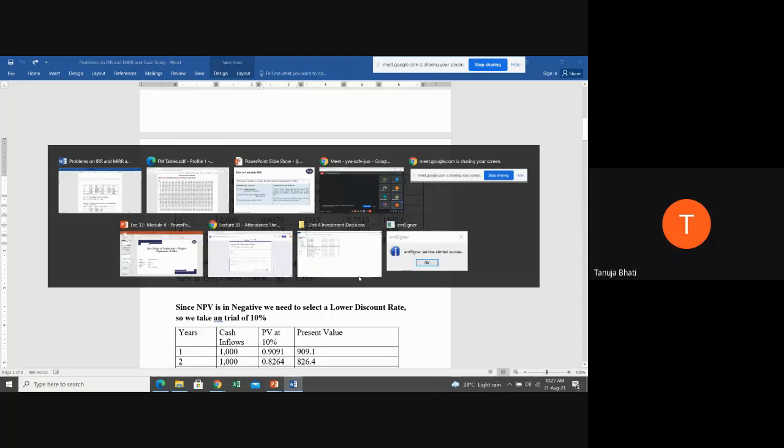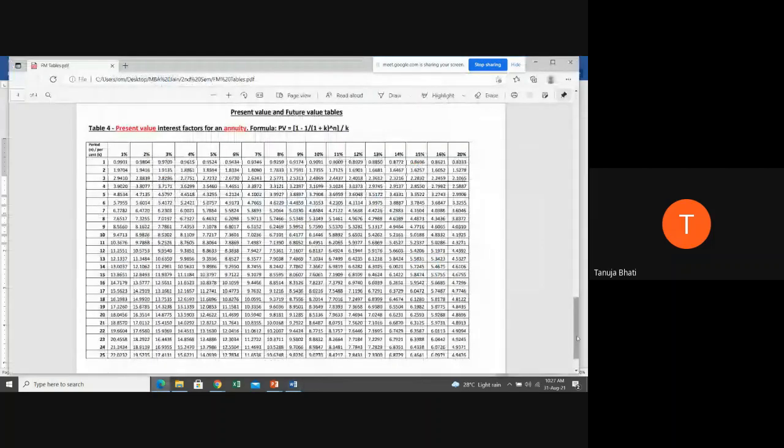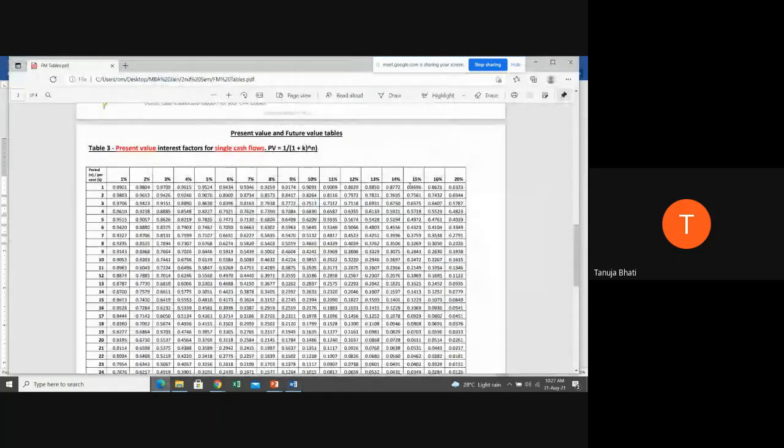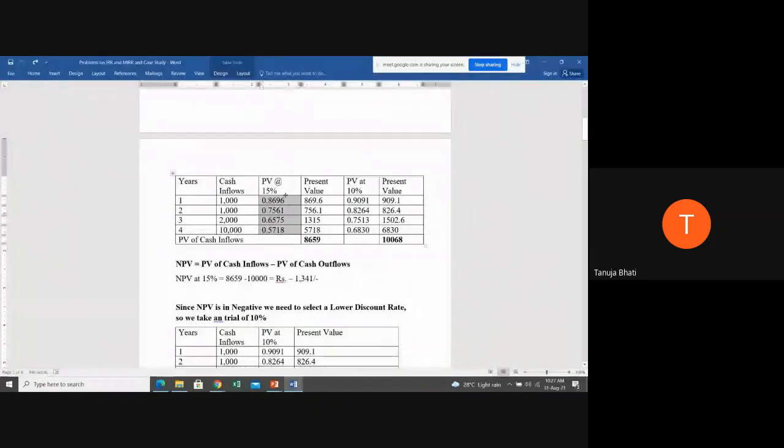Very good. So table number 3, you're going to go at 15% for 4 years: 1, 2, 3, 4. So that is 0.8696, 0.7561, 0.6575, 0.5718. You write it here, multiply these factors with the cash inflows, and you will get the present value of cash inflows as 8659.